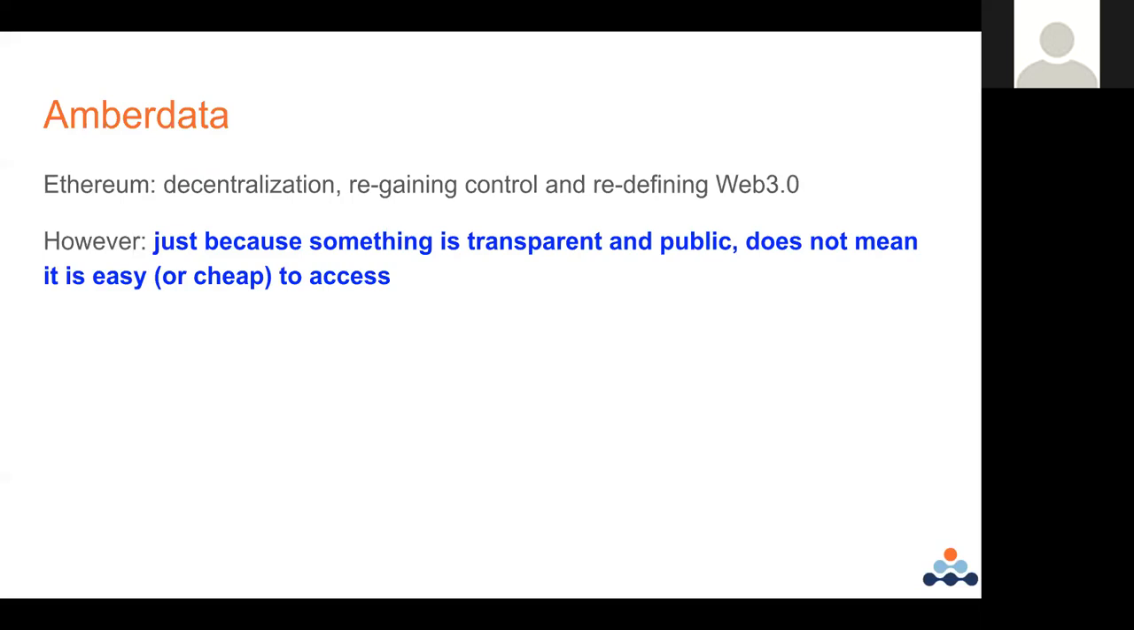However, just because something is transparent or public doesn't mean that it's easy, quick, or cheap to access. And when you think about it, it makes sense. The blockchain infrastructure and data structure were designed for things like consensus, etc., but not for search or other things that are useful for application development.